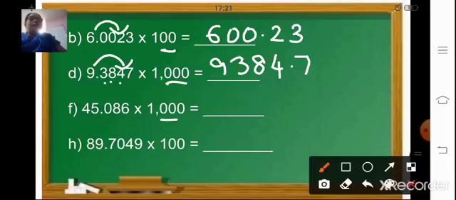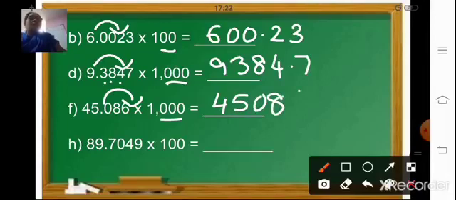In the same way, F1: 45.9086 multiplied by 1000, again 3 places. So your point will be after 6. So your answer is, now after 6 you don't have any number, so you can just write the number as 45,086, or you can put a point and then put 0. And if you don't put 0 also, it is okay, you can just write the answer.